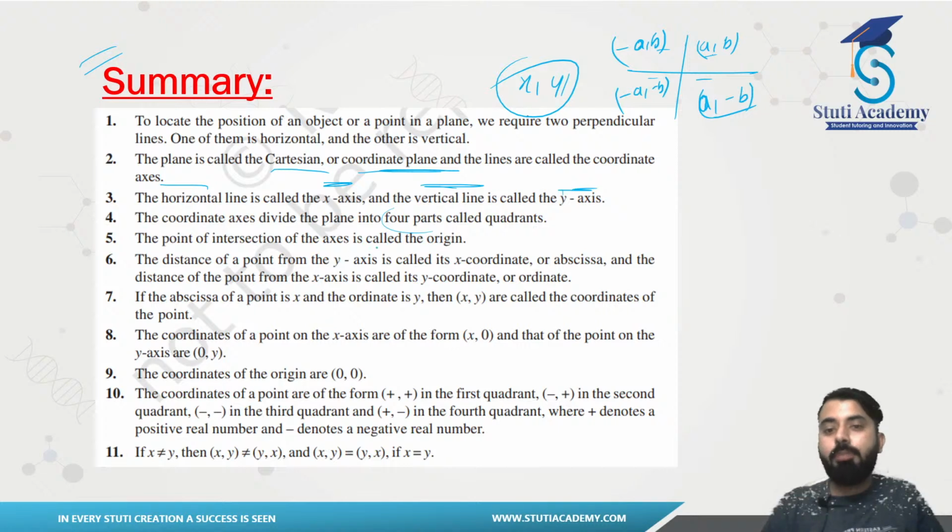Now guys, see the point where both of the axes intersected. That point was the origin, and its value was (0, 0). And see, the distance of a point from the y-axis, that was your x coordinate, that was your abscissa, and the vertical distance, that was your y coordinate, or you can say your ordinate.